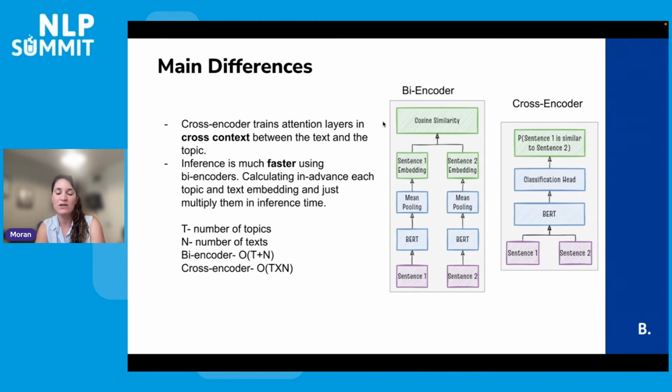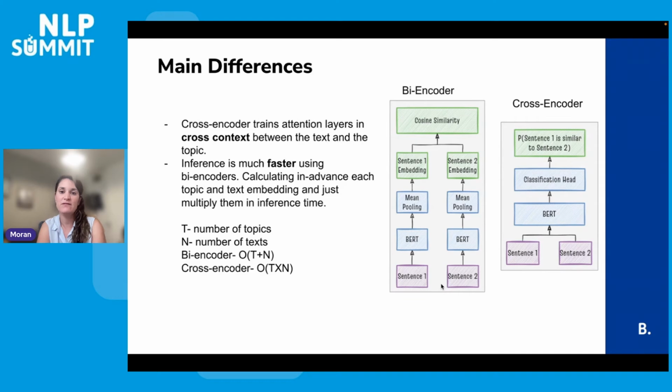But what we don't have here in the bi-encoder, because we get the embedding for each one of them, and then we calculate the cosine similarity between them, is that we can't have the attention to learn the relationships between them.